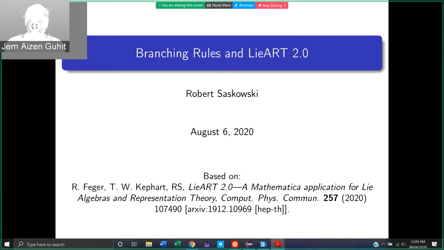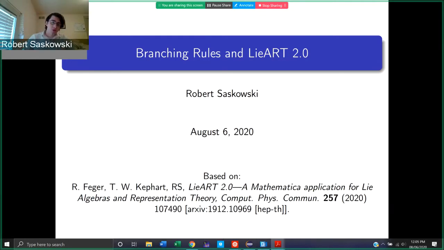Thank you. So, as Jim said, I'm going to be talking about the branching rules of Lie algebras and the LieArt 2.0 Mathematica program, and this is largely based on this paper that I recently published with Robert Feger and Tom Kephart, based on work that I ended up doing at Vanderbilt.